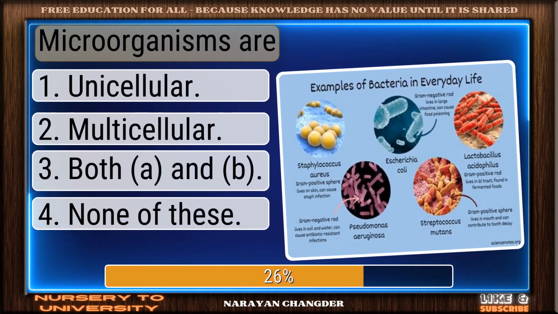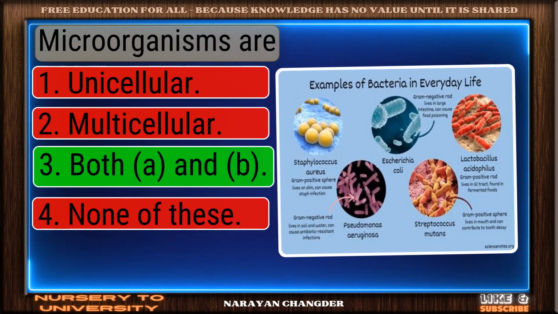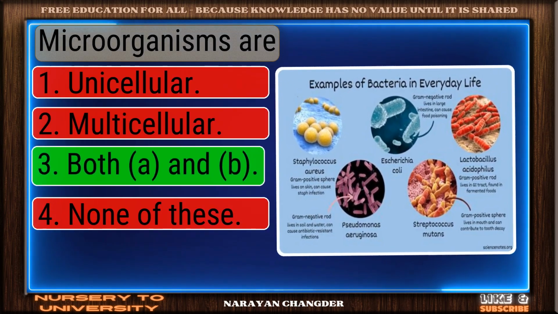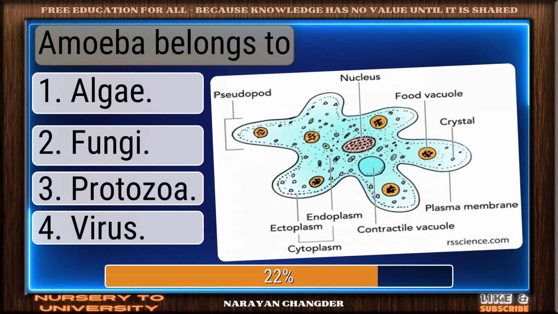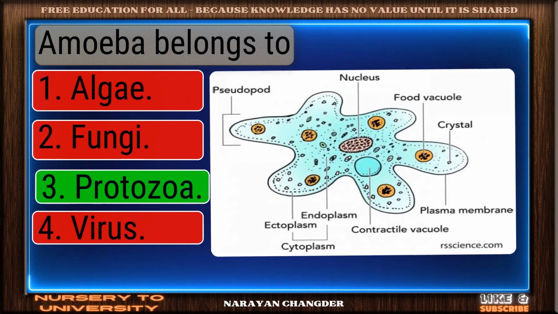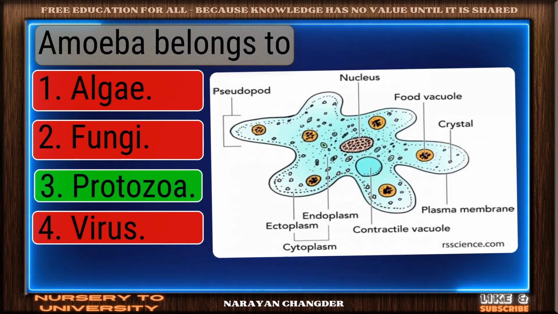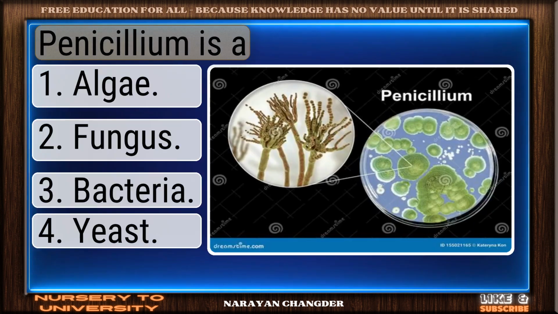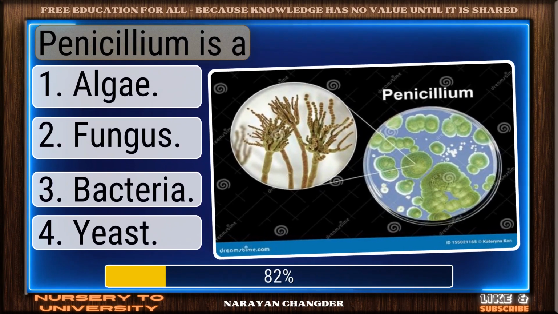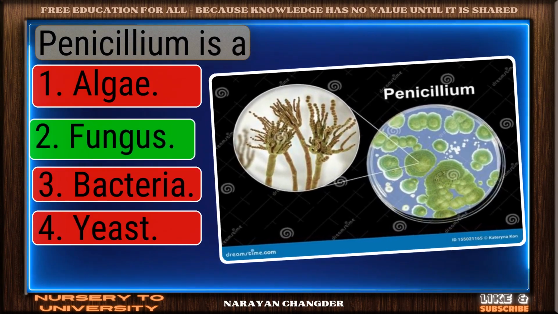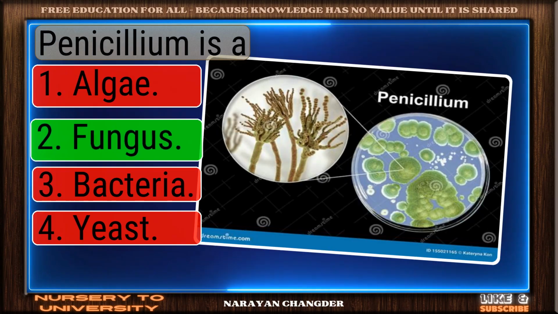Microorganisms are. Sharp thinking. Both are the right choice. Amoeba belongs to. You're right. Protozoa is the correct answer. Penicillium is a. Nice work. You chose fungus and it is correct.